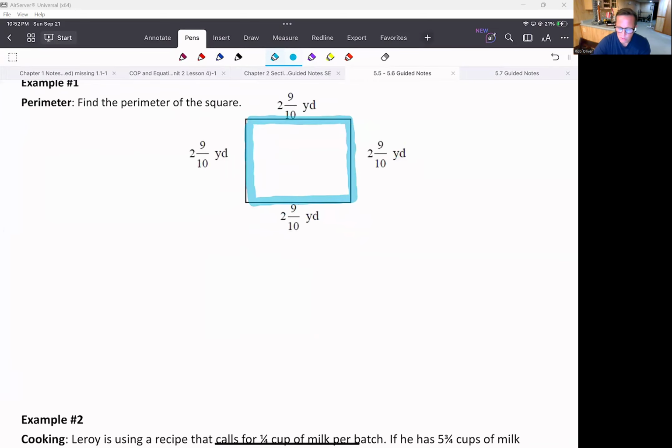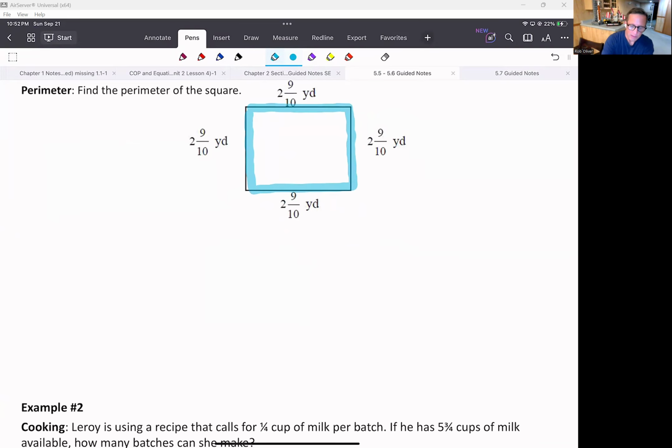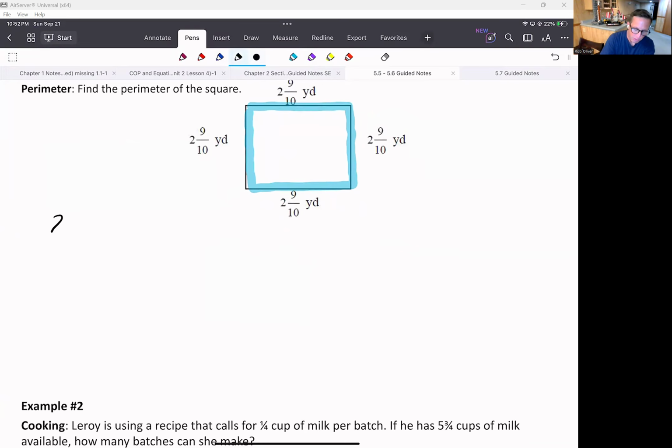Now, this is obviously a square, so these are all the same thing. These are 2 and 9/10, right? So we could add 2 and 9/10 plus 2 and 9/10 plus 2 and 9/10 plus 2 and 9/10, 4 times. Or we could just do 4 times 2 and 9/10, which I think would be easier. So we can just do 2 and 9/10 times 4.